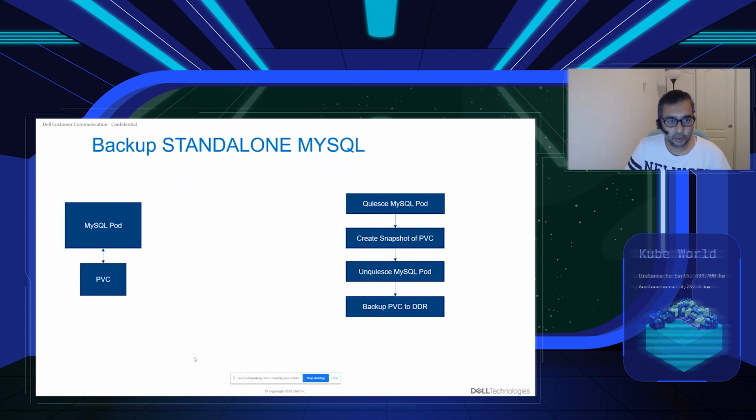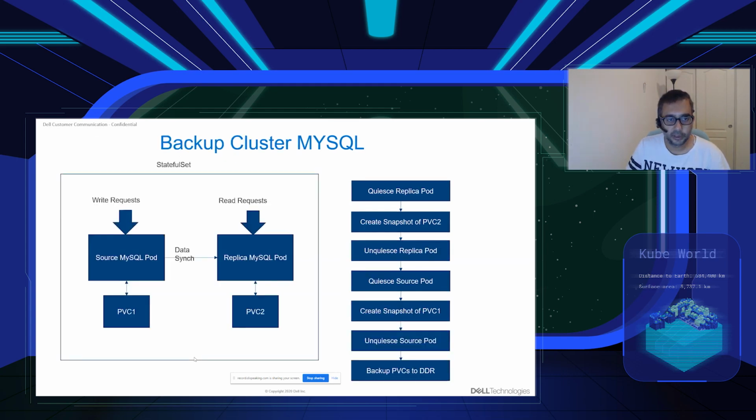For example, if it's a standalone, PowerProtect Data Manager would first quiesce the pod. Pod is the running instance, and you create the snapshot, then you unquiesce it and back it up. And if it's a little more elaborate, like a source-replica type scenario, we would quiesce the replica pods first, take snapshots, and then we quiesce the source after that. This is the standard, I would say, best practice for backing up clustered databases.